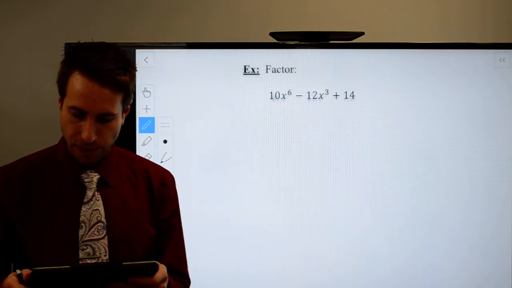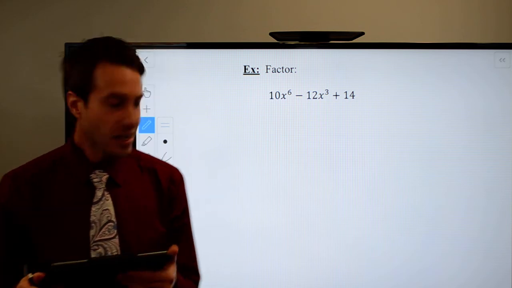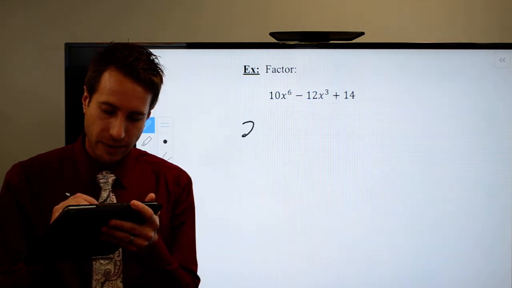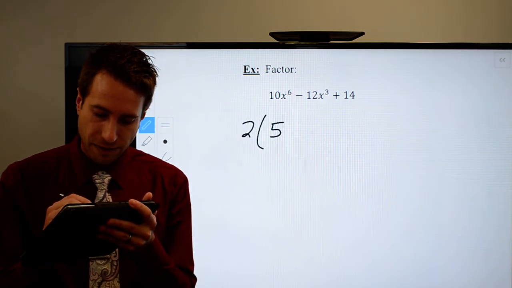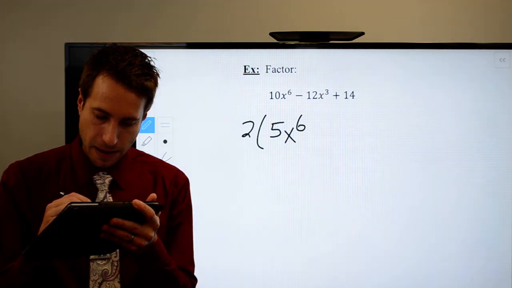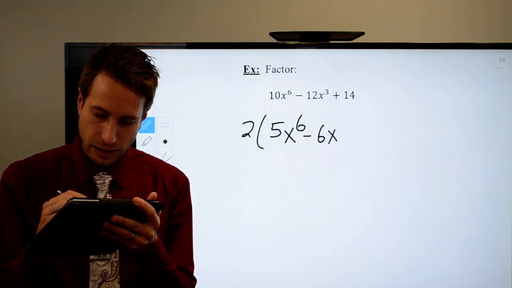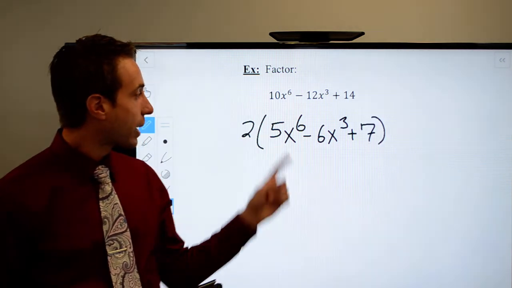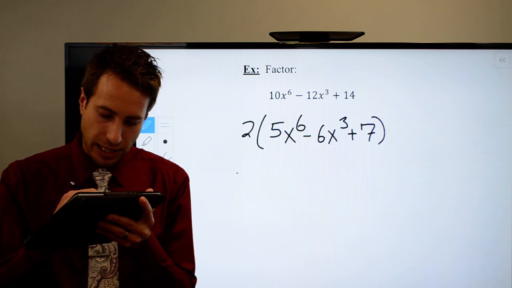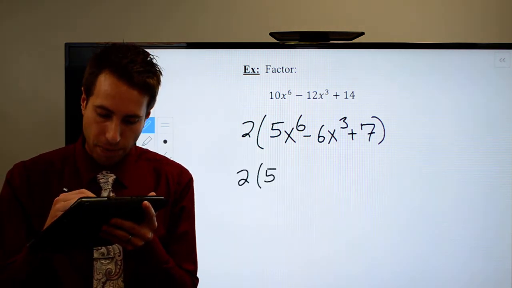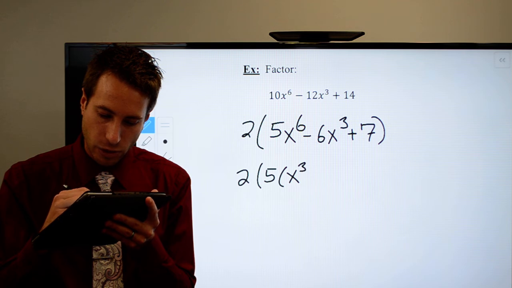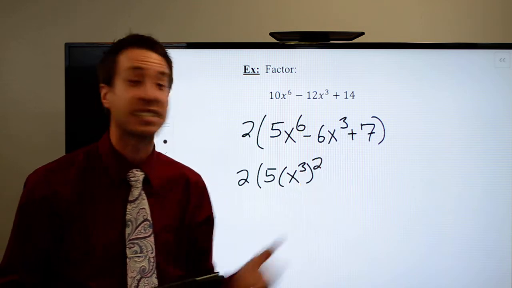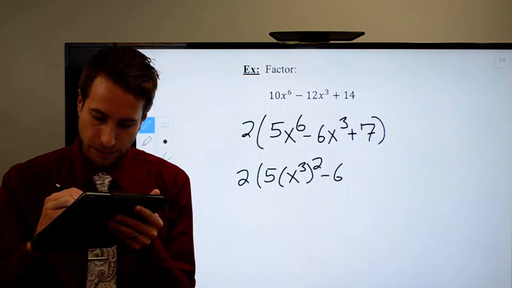I think I have one more example here. We'll try this one, see how it goes. Again, just taking a quick look at it, I recognize I have a GCF. So make sure you pull that GCF out. It looks like I can pull out a 2. That's going to leave me with 5x to the 6th minus 6x cubed plus 7. And then I recognize this x to the 6th. Well, I can rewrite that using that power property, as x cubed squared, right? Because 3 times 2 gets me 6, and this x cubed is exactly what I was given right here.